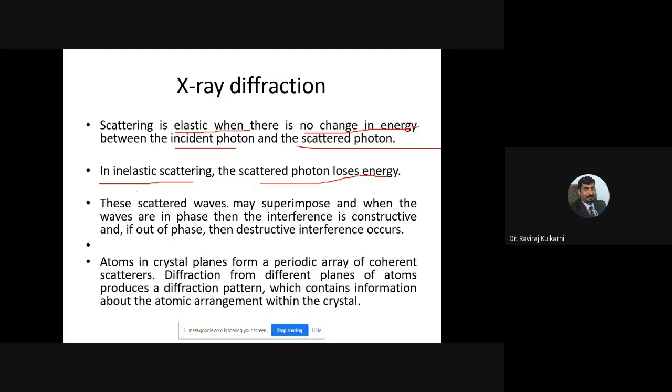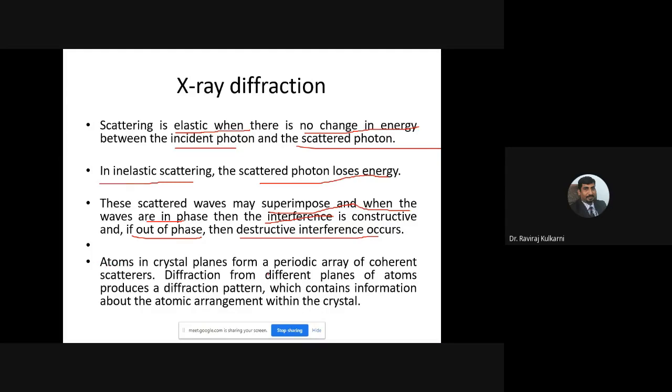These scattered waves may superimpose, and when the waves are in phase, they form constructive interference. If they are out of phase, they form destructive interference. With constructive interference, you observe some intensity. With destructive interference, you don't see any intensity; intensity becomes zero there.